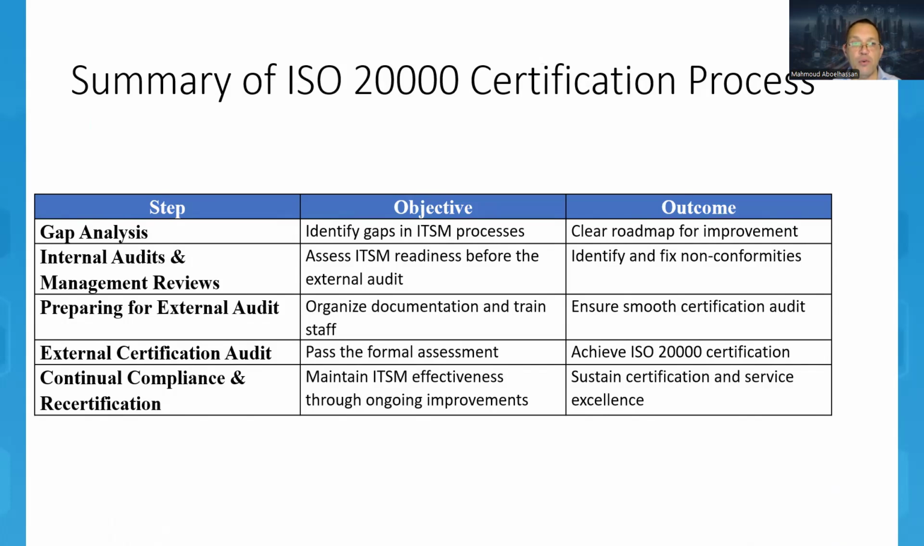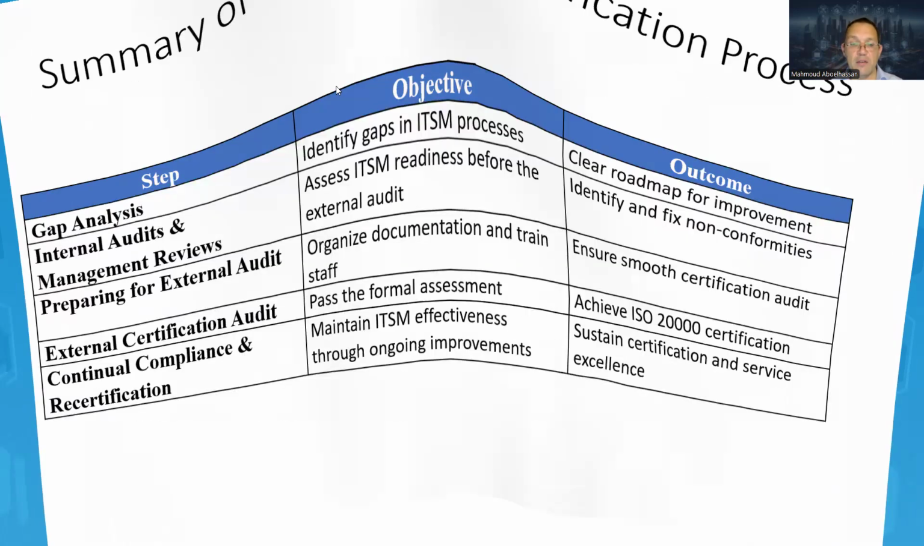The fourth step is the external certification audit, to pass the formal assessment and obtain ISO 20000 certification. Then comes continual compliance and recertification through periodic audits and assessments, and continual improvement to maintain IT service management effectiveness. Ongoing improvement will guarantee you sustainable certification and service excellence.